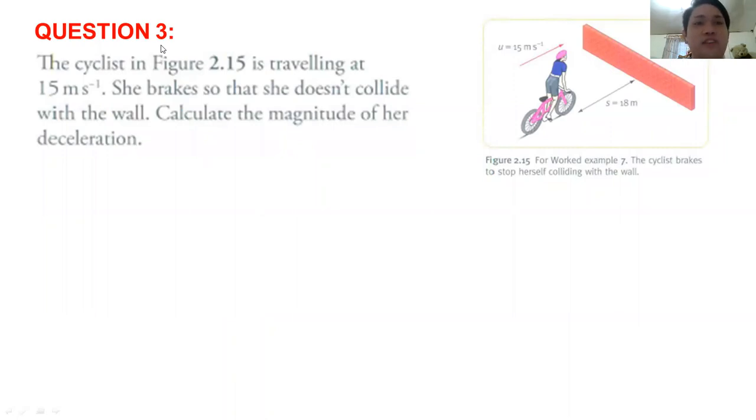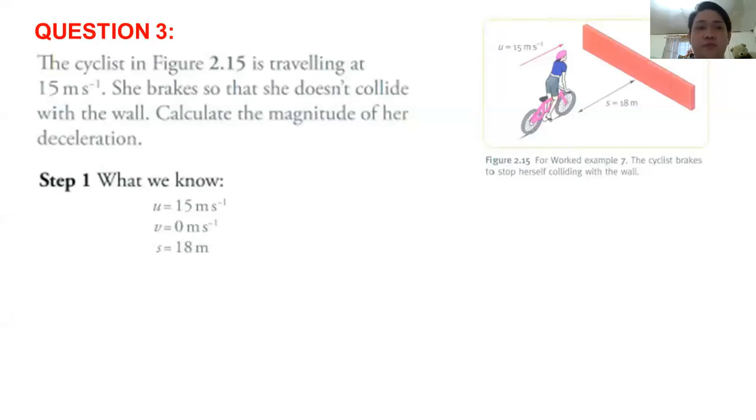So to apply your equation 4, let's apply it in this given example. In question 3, we have the cyclist in figure 2.15 traveling at 15 meters per second. She brakes so that she doesn't collide with the wall. Calculate the magnitude of her deceleration. So what we know in here, we have the initial velocity, which is 15 meters per second, and your final velocity, which is 0 meter per second, and also your displacement, which is 18 meters.